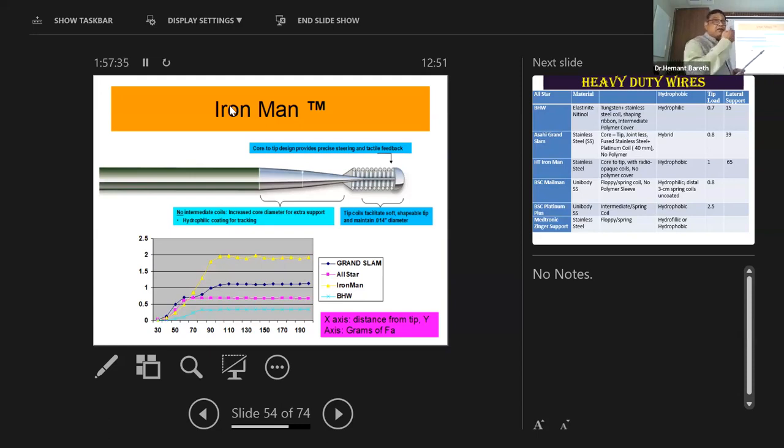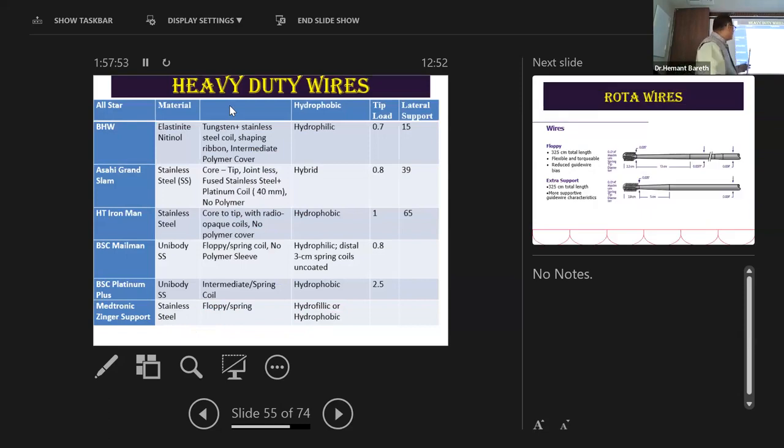Again, I don't think it is available at your place. There was another wire, Mailman, also, but that wire is now obsolete. The only wire that is available now is the Iron Man wire. And for very calcific lesions, where you want to do rota, etc., the Iron Man wire can be used. So these are the heavy duty wires, as I said. Common is BHW, which has a tip load of 0.7 and lateral support of 15.